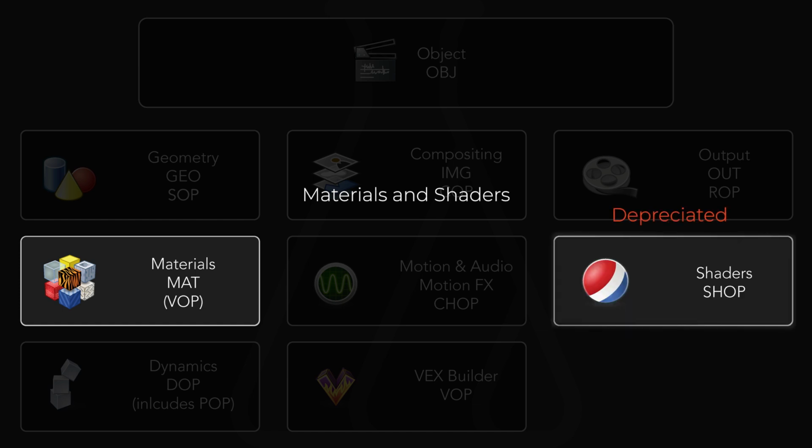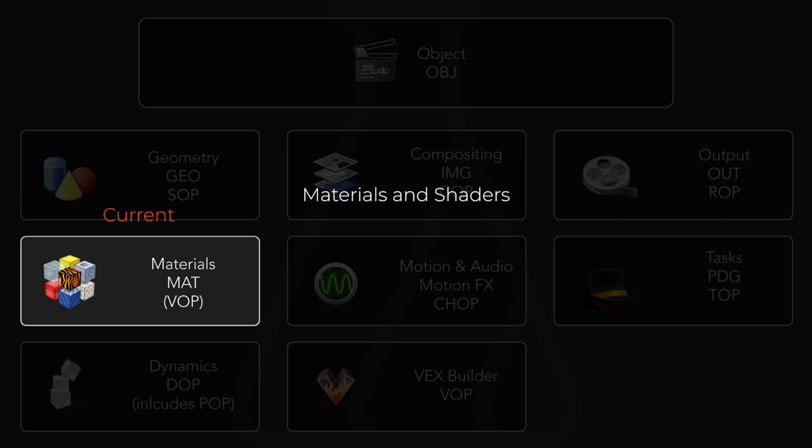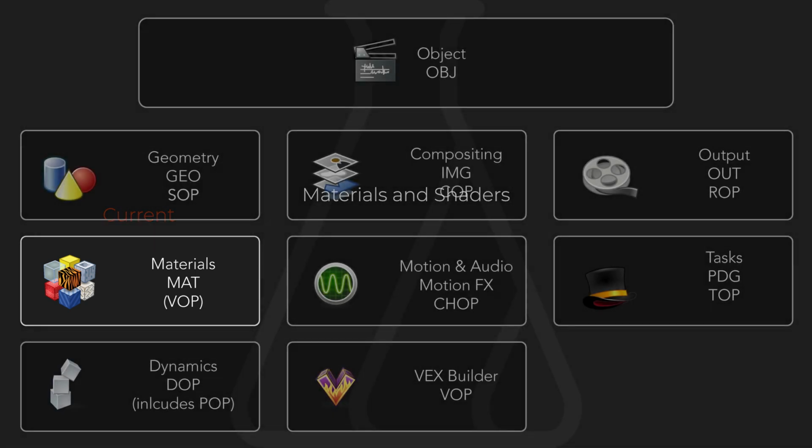shop networks. The shop context still exists in Houdini for compatibility with older scenes, and you'll also find that when you import geometry in an exchange format such as FBX, the materials assigned to that geometry will be placed within a shop network. So whilst it's useful to be aware of the shop context, the material context is the network type that you want to be using for material and shader building going forwards.